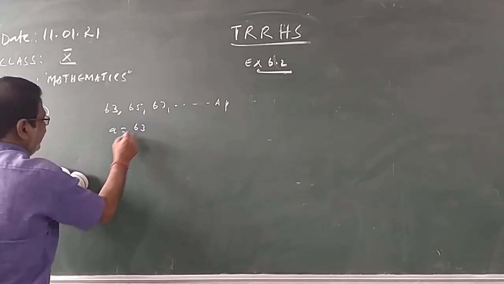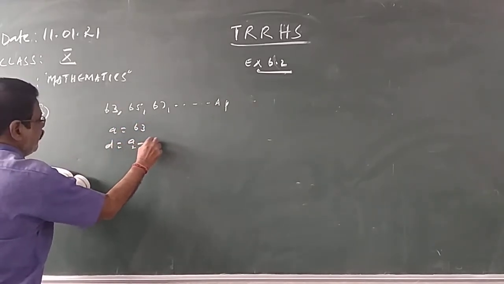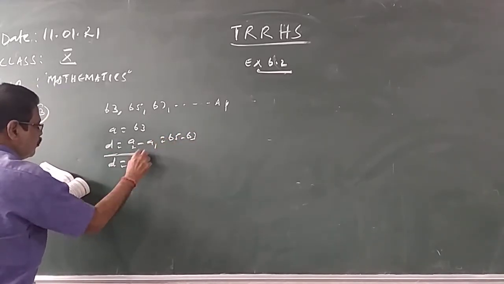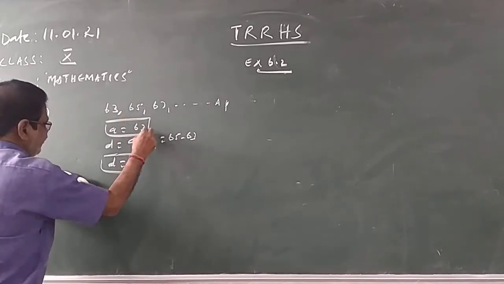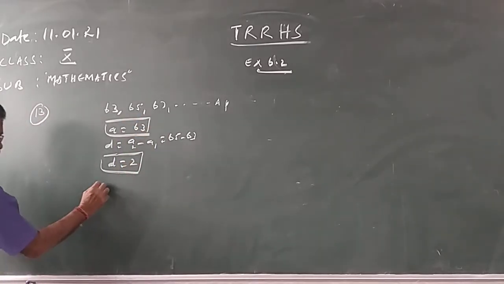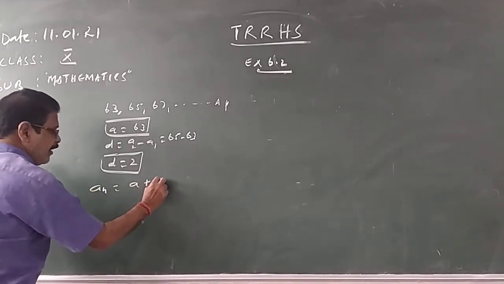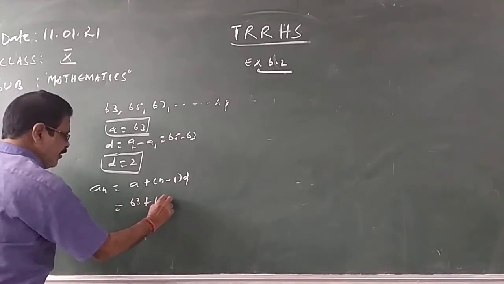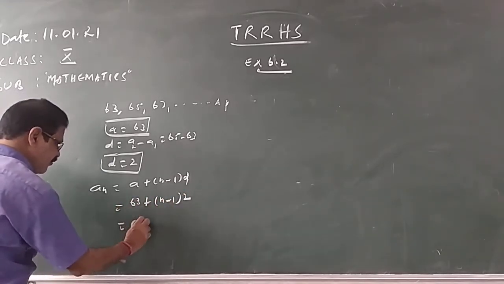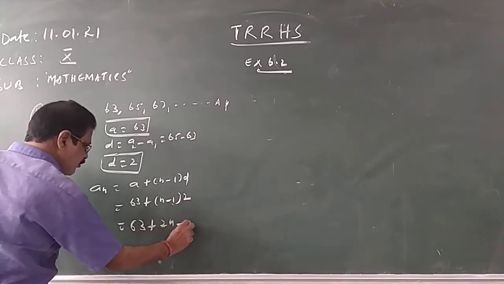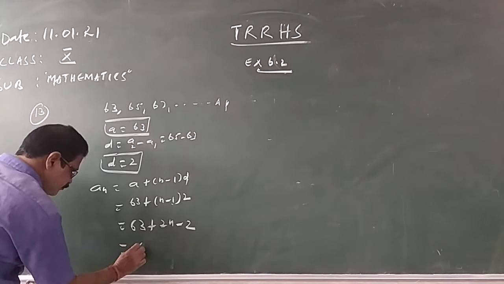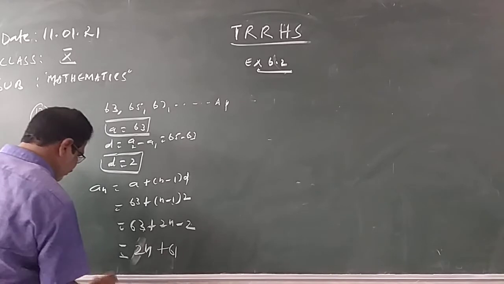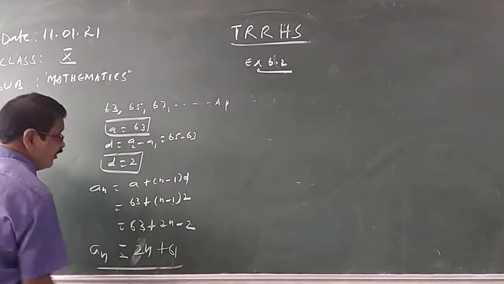a is equal to 63. d is equal to a2 minus a1, 65 minus 63. The first term is 63, the common difference is 2. Find a n. a n is equal to the formula a plus n minus 1 into d. So a is 63 plus n minus 1, d is 2. 63 plus 2n minus 2, which is 2n plus 61. So this is the nth term of the first AP.